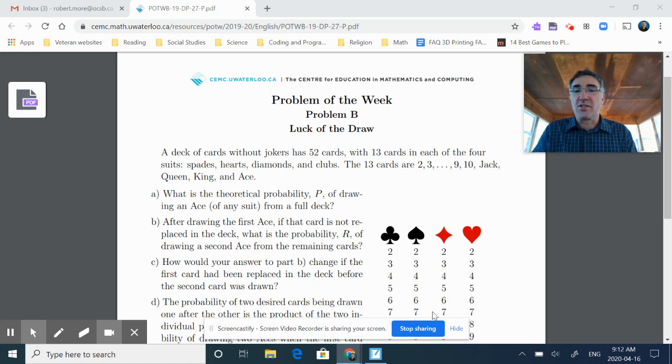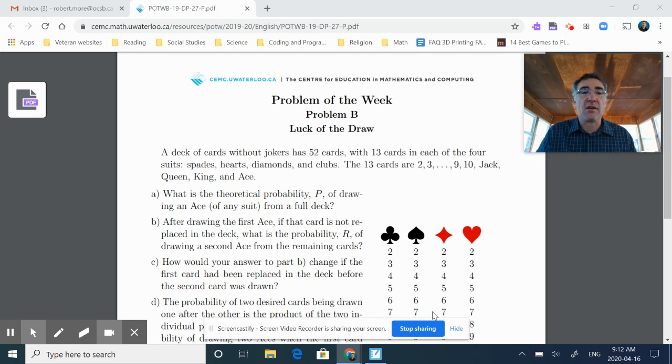Good morning, folks. It's Thursday, April 16th, and we just received our email from the Center of Education Mathematics Computing, grade 5-6 problem of the week again. And looking at this problem, we're dealing with, in particular, probability using a deck of cards.